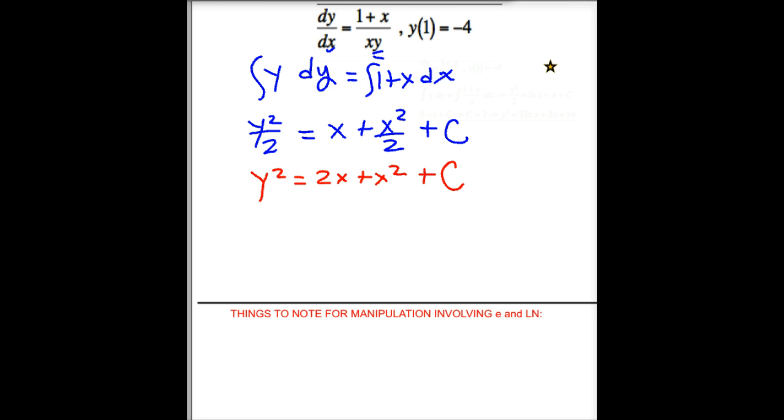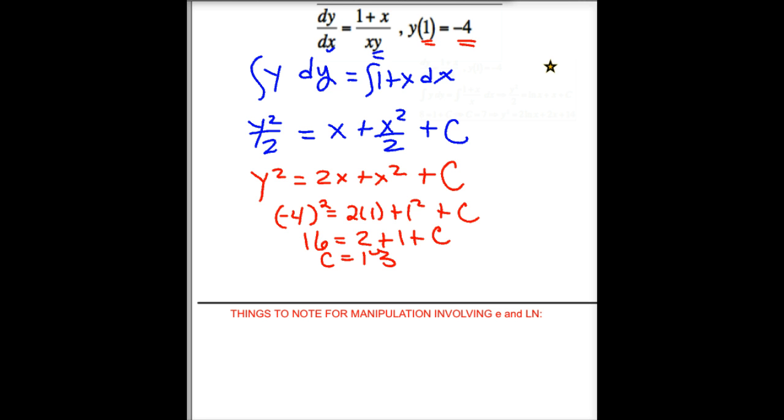All right, so when do you want to find c? How about right now? I think it'd be kind of smooth. What I do is I put a 1 in for x, and I put in a negative 4 for y. So I could say negative 4 squared is equal to 2 times 1 plus 1 squared plus c. So I get 16 is equal to 2 plus 1 plus c, and I end up getting c equaling 13. So when I'm back at my original, right? Is that right? I think so. Yeah, looks good to me.